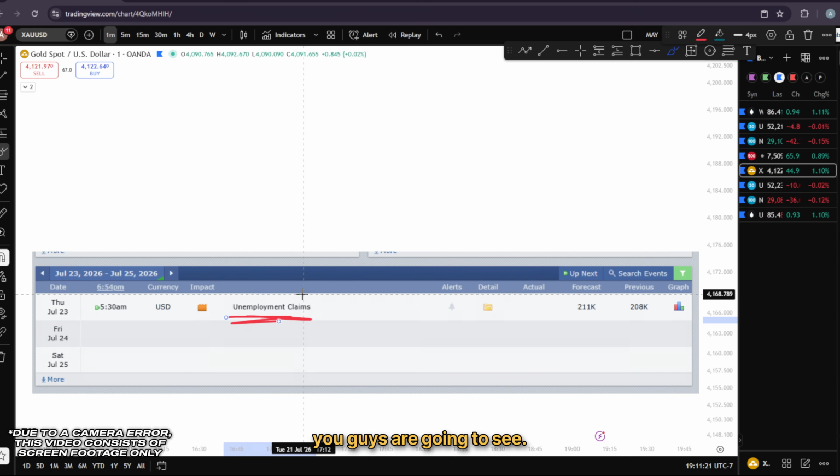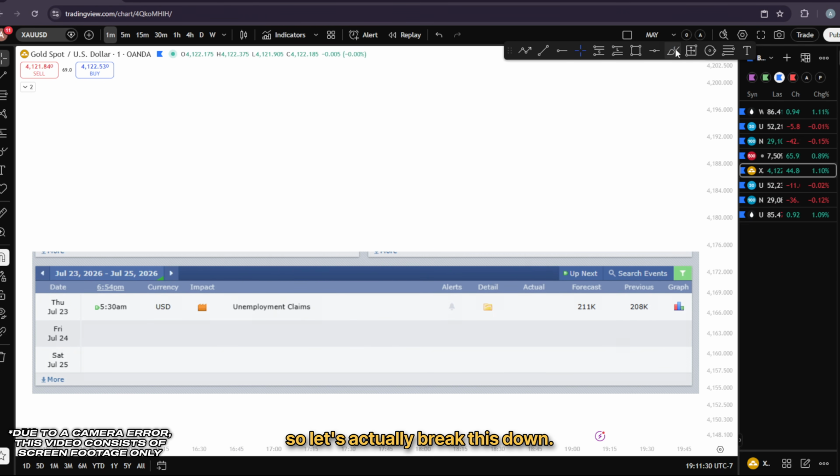This is exactly what you guys are going to see. You're going to be on forexfactory.com. You're going to see a news release that hasn't come out yet. You know it hasn't come out yet because the actual is blank. Now, this is going to be all the information that you have. So let's actually break this down.